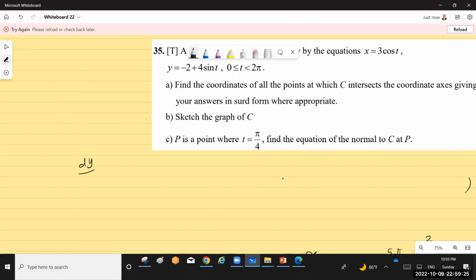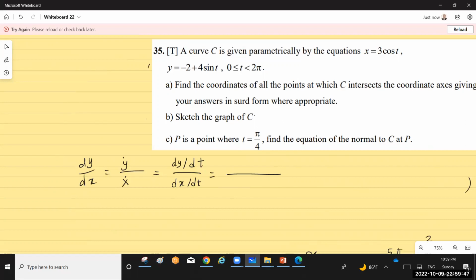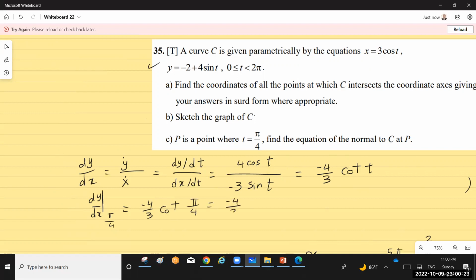First of all, you find dy by dx, which is y dot over x dot. Y dot means the derivative of y with respect to the parameter t, and x dot is dx by dt, since each of x and y is a function of the parameter. The derivative of y is 0 plus 4 cosine t, over the derivative of x, which is 3 times negative sine t. The answer is -4 over 3 cosine over sine, which is cotan t. So dy by dx at pi over 4 is -4 over 3 cotan pi over 4, which is 45 degrees. Cotan pi over 4 is 1, so -4 over 3. This is the slope of the tangent.